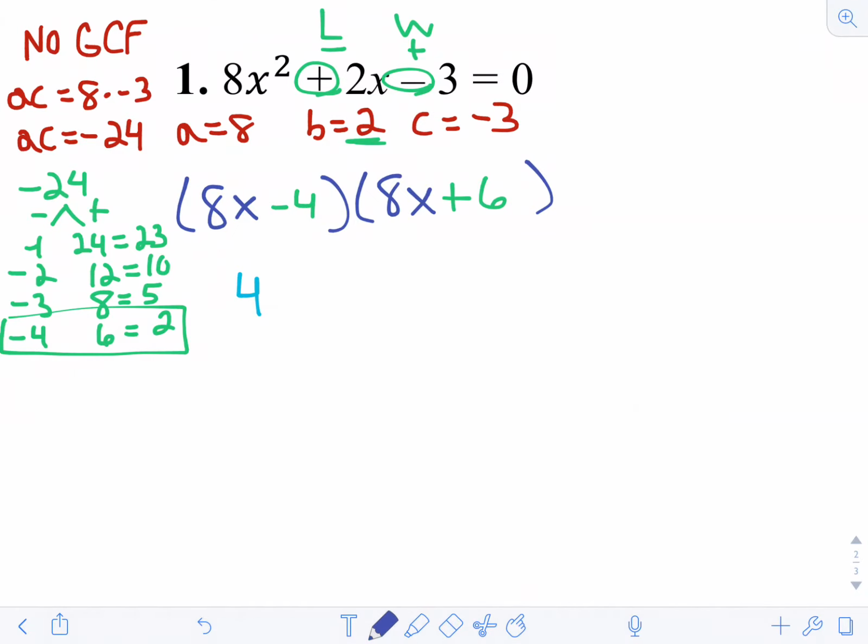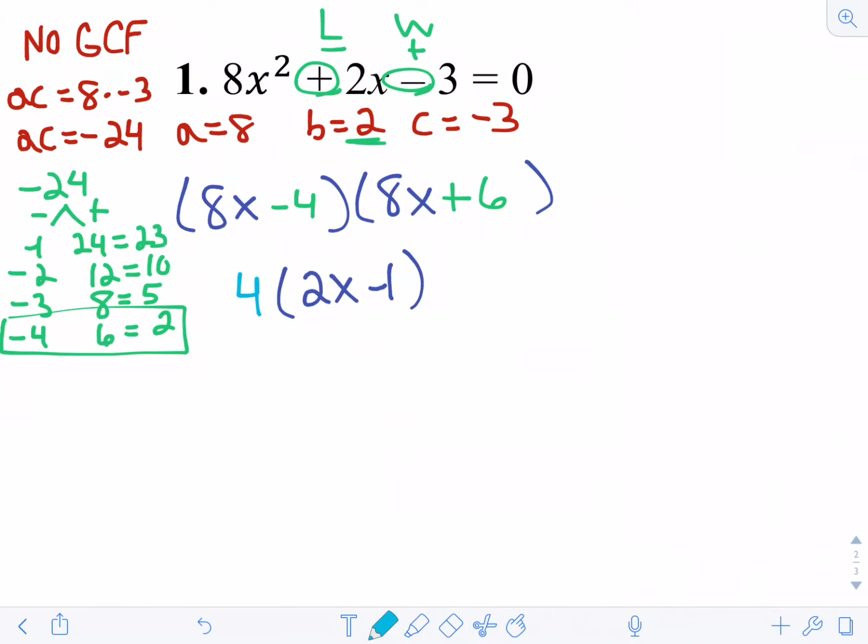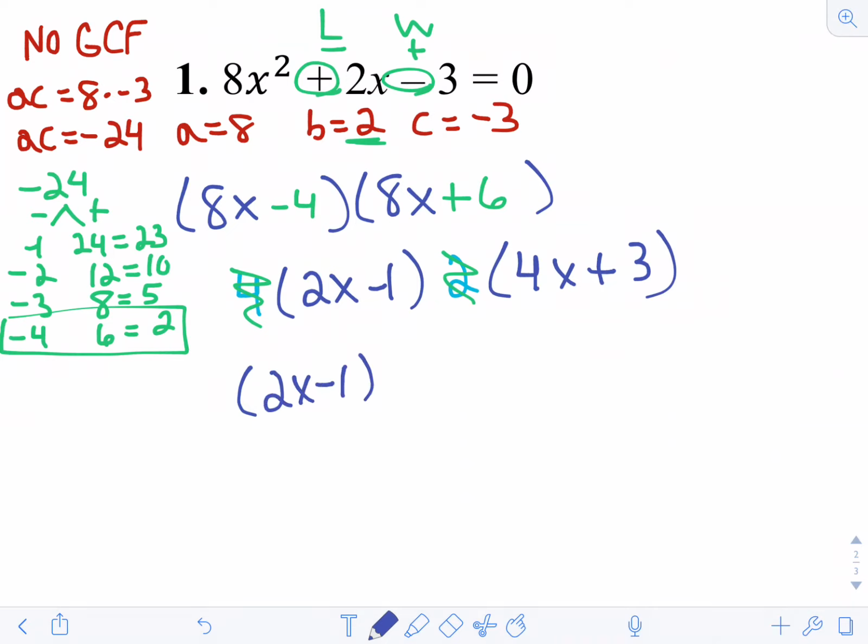So this first one I can pull out a 4. So that means I will be left with, I'm pulling out the 4, so 8 divided by 4 is 2. So we have 2x minus 1. And then I'm going to pull out not a 4, I can pull out a 2 here. And that would give me 8 divided by 2 is 4, 6 divided by 2 is 3. Okay, you can go ahead and trash the 4 and the 2. We're just going to rewrite this: 2x minus 1 and 4x plus 3 is equal to 0.